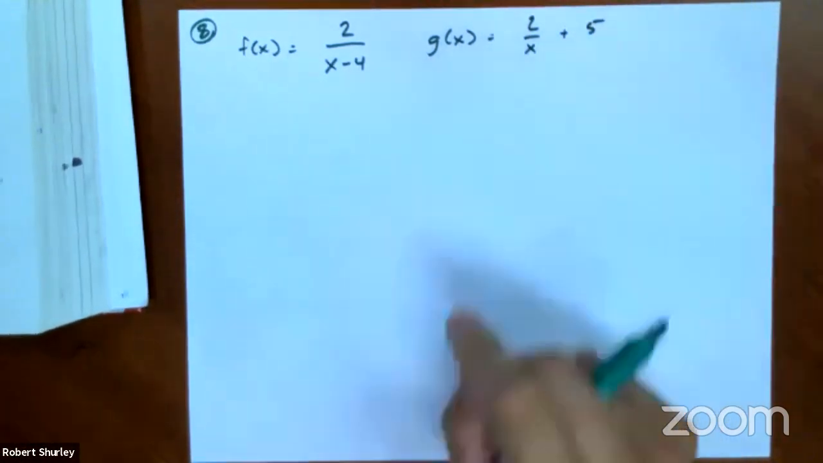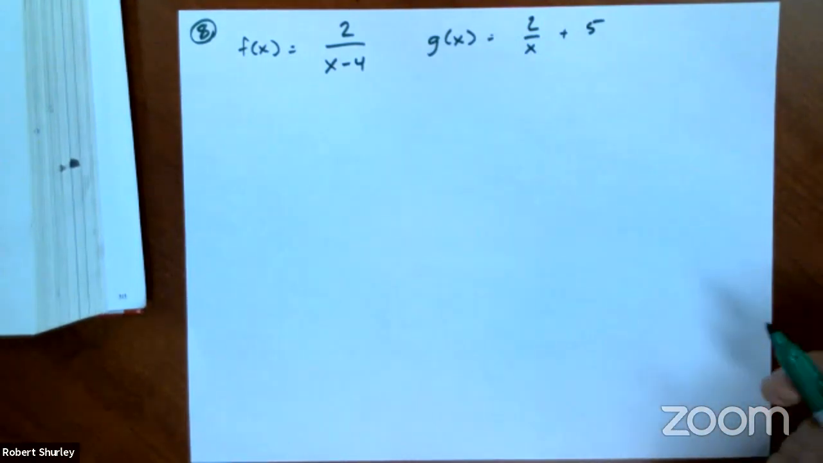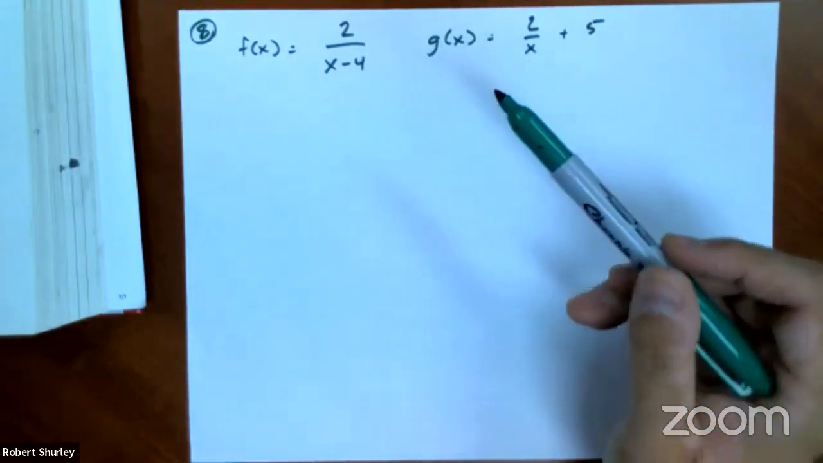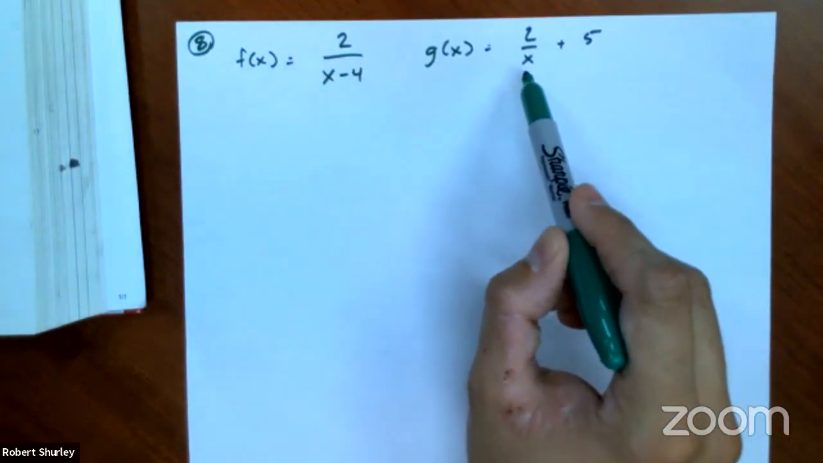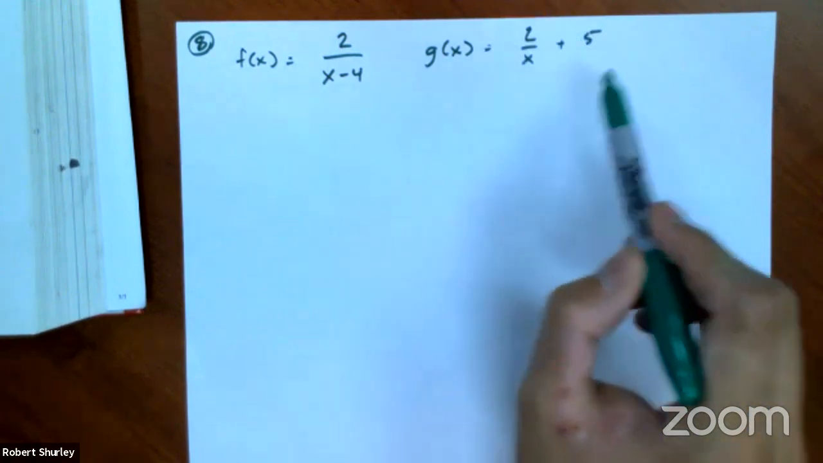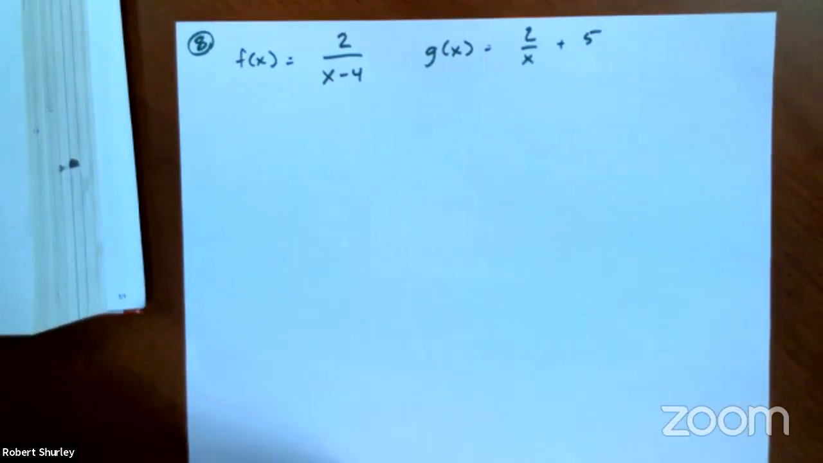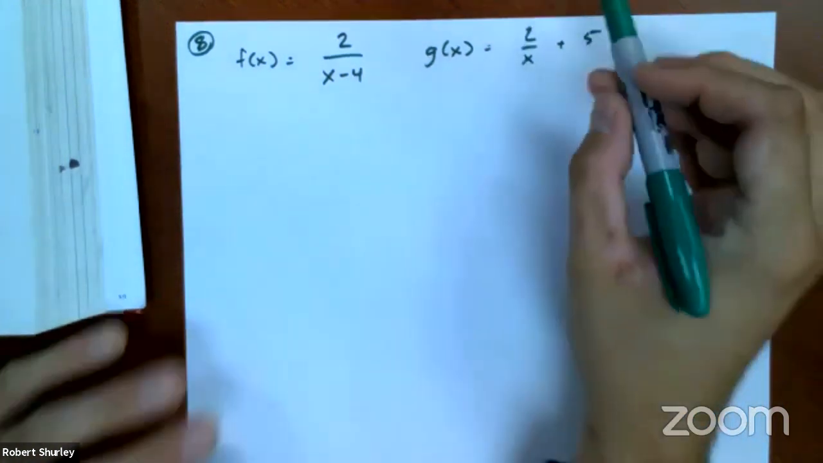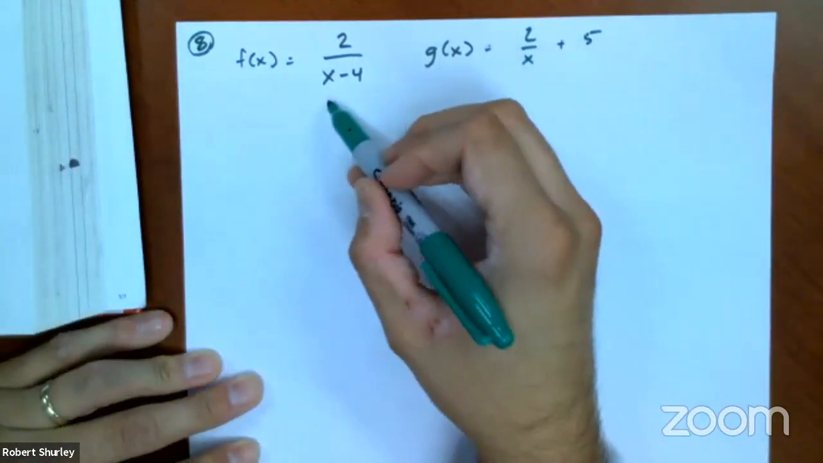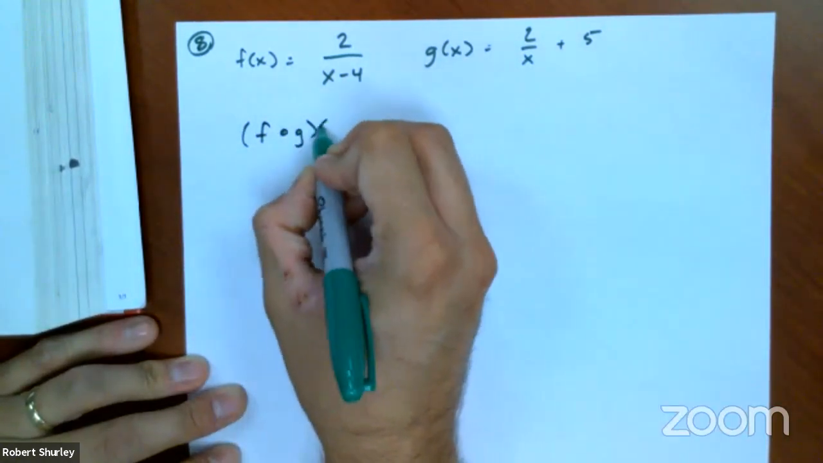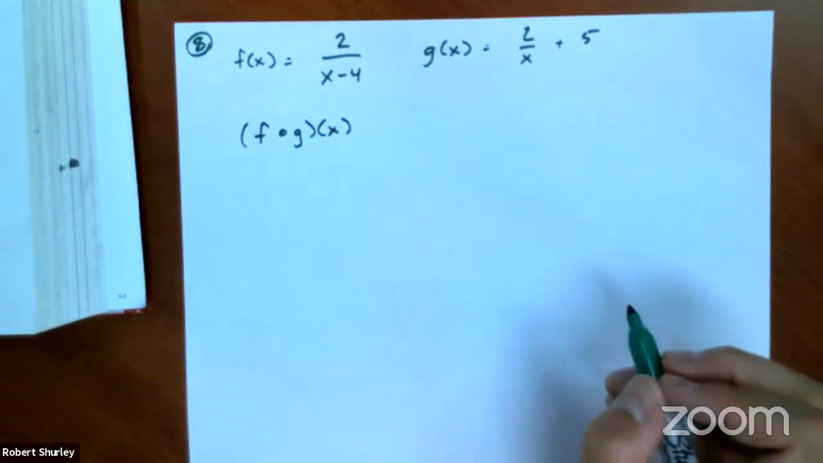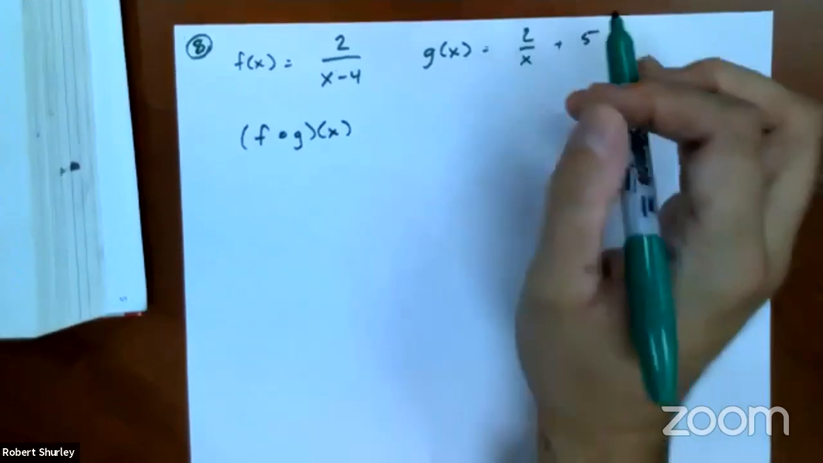Whew. Okay. Let's think. Is it going to be easier to plug this fraction into here, or this fraction and an integer into there? I don't think it's easier one way or the other. I'm going to plug the g into the f though, to show you how to simplify it. So I am going to do f composed of g, but I really don't think either way is easier for this one. They're both pretty difficult.